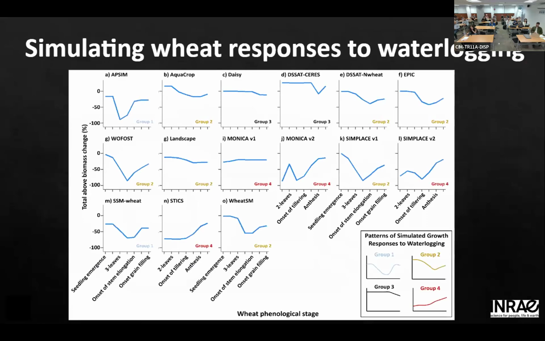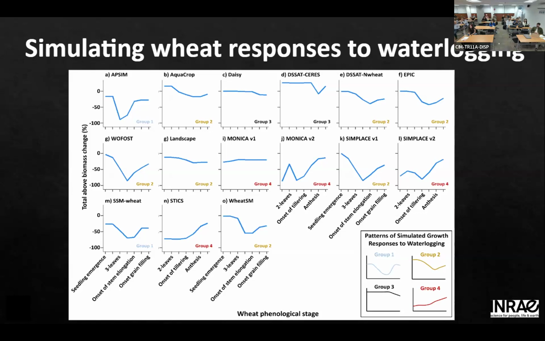And that's the response. So we have here 15 crop models, and on the x-axis we have the phenological stages, from seedling in the beginning until grain filling. So it goes over the season. And here we have total biomass change, which means if it's 0, there is no impact of waterlogging. If it's 100, maximum impact of waterlogging. And these are all simulations with 24 consecutive days of waterlogging. I mean, all the models were set to simulate 24 days of waterlogging in different phenological stages.